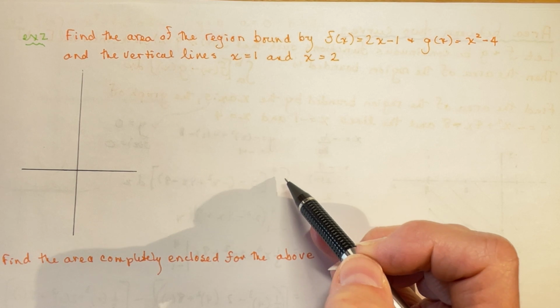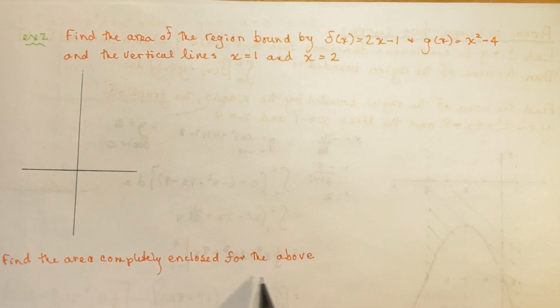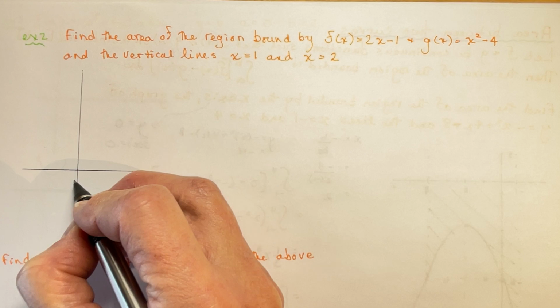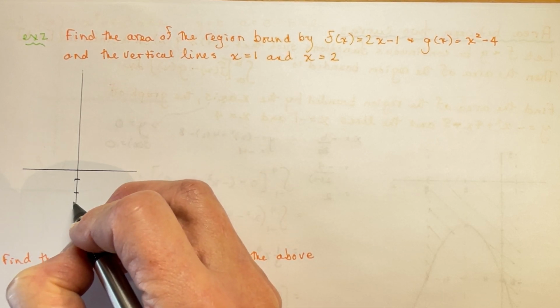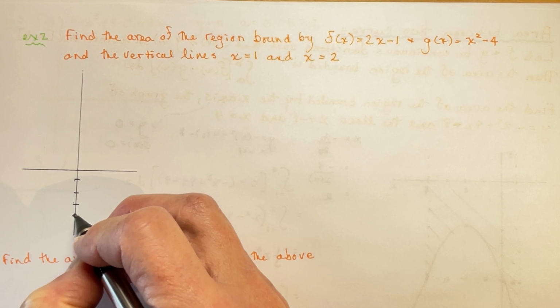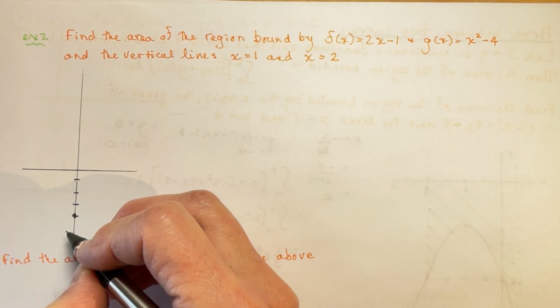So the first thing I'm going to do is sketch it, and then in the second one we're going to find all of the area enclosed between the two curves. So x squared minus 4, that's an easy one to graph. It's just the parabola y equals x squared, shifted down 4 units.